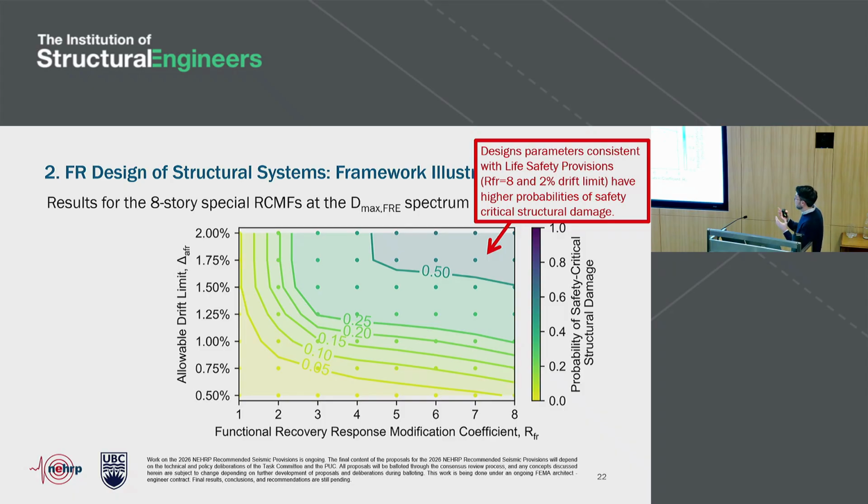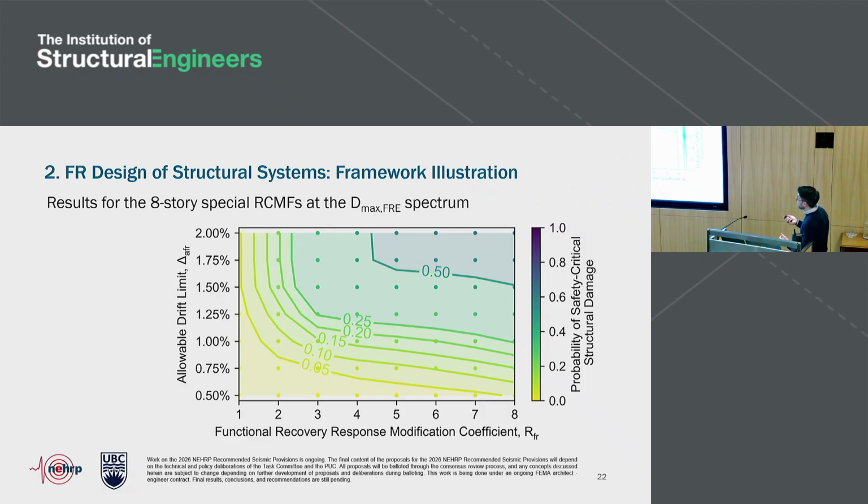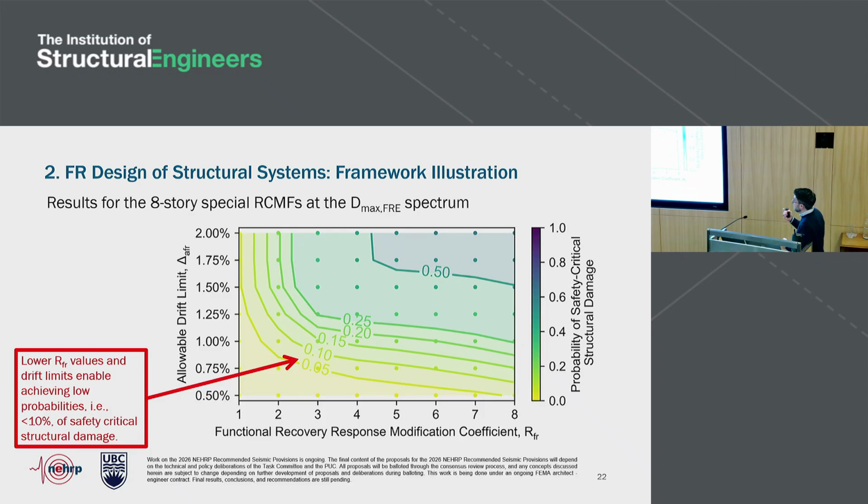You know, as I reflect back on those statistics that I shared earlier from Christchurch, right? We had 600 buildings that had to be demolished. So this is no surprise. But what we can see on a more positive note is that if we adopt lower values of RFR and lower drift limits, then we can really minimize the probability of safety critical structural damage. And this is how we selected parameters to introduce into the standard. And we typically targeted having a 10% or less probability of safety critical structural damage to then make it into that table that I was showing earlier.